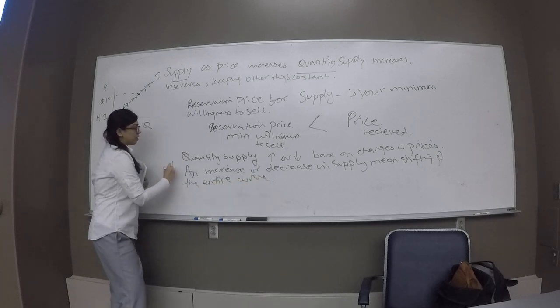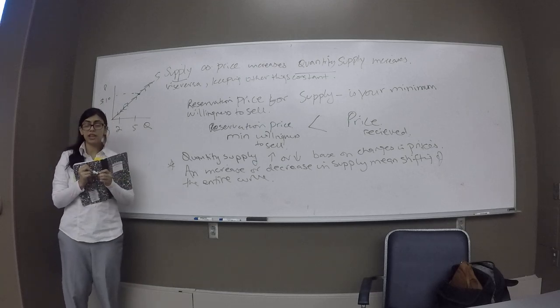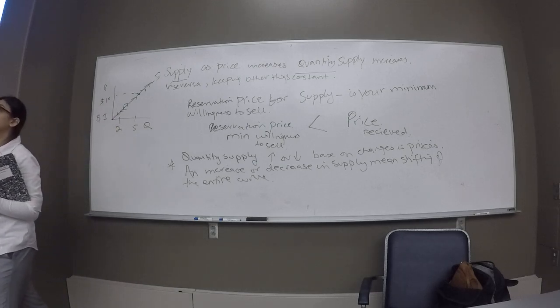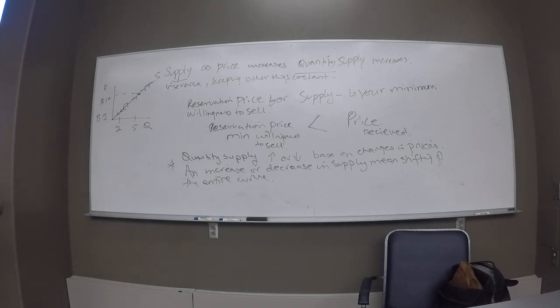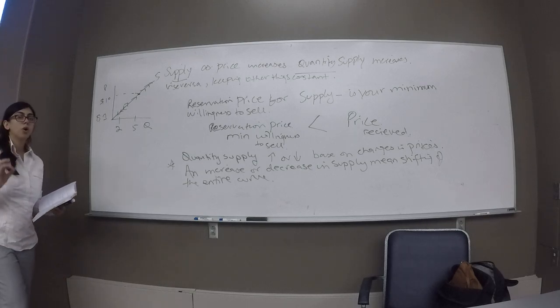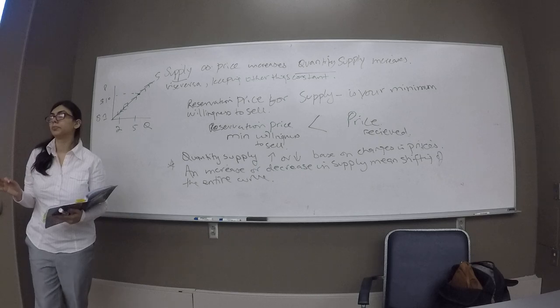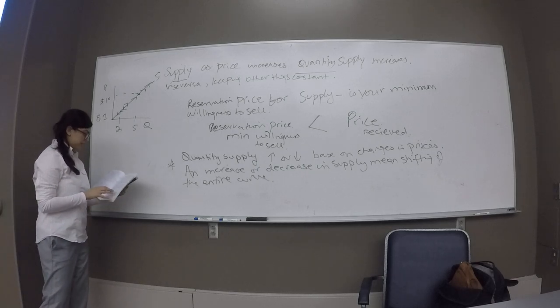So a point to keep in mind: whenever it says there is an increase in supply, supply is shifting outwards. And whenever it says decrease in supply, it's shifting inwards. Whenever it says quantity supply is increased, specific points on the supply curve have increased. It's not shifting. Okay? Very important point to keep in mind as we go forward. So what are some of the shifters of supply? We're going to talk about them today.